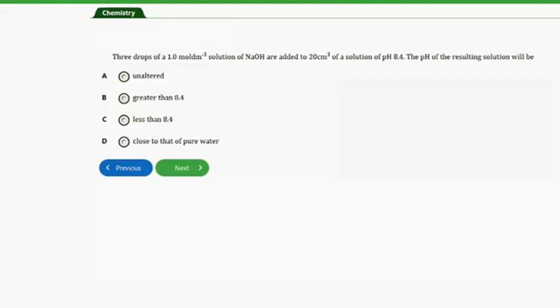This is because of the fact that the solution added is a strong base, and that's sodium hydroxide. So guys, it will increase the pH. Remember that basicity increases across the pH scale. So guys, as you add more of this strong base, there is an increase in the pH of the solution. So guys, that's it for that question. The answer to this question is option B, and that's the fact that the solution will have a pH that is greater than 8.4.